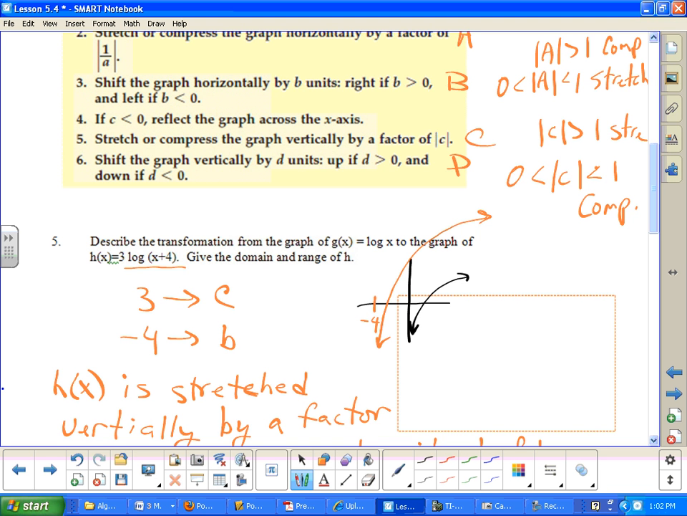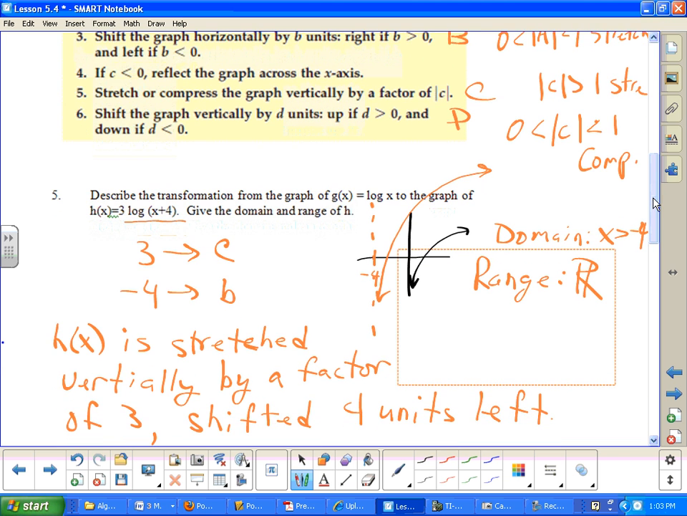So does the domain change? Do my x values change? Yes, they have moved to the left, negative 4, right? So now for the domain, x is greater than negative 4. Does the range change? Not at all. It's still all real numbers, because I moved horizontally. It changes the domain, but that does not affect the range. Your range will never be affected by a transformation of a logarithmic function, because it's all real numbers. Only the domain will be affected by it.